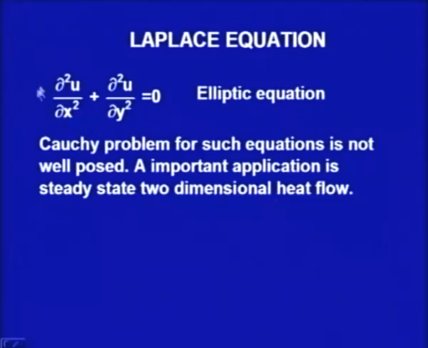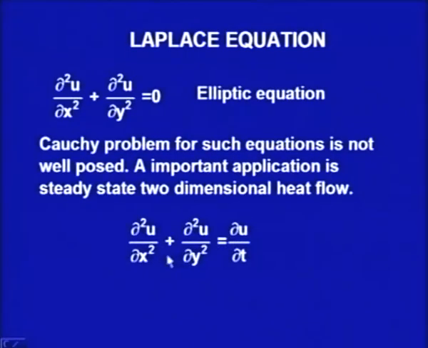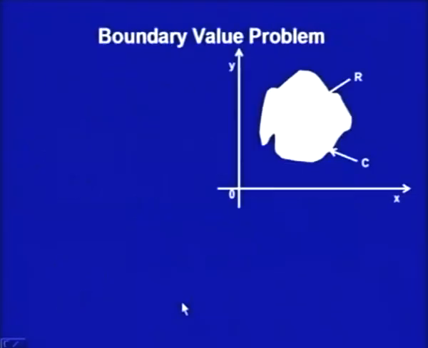An important application of this comes from steady state two dimensional heat flow. The two dimensional heat equation is del 2 u over del x 2 plus del 2 u over del y 2 is equal to del u over del t. If the heat flow is steady state, that means it is independent of time, so del u over del t would be 0, and then this two dimensional heat equation changes to our Laplace equation. This is of particular importance. This Laplace equation is elliptic, and the Cauchy problem is not well posed, that is, we may not get a unique solution. So how do we find the solution?